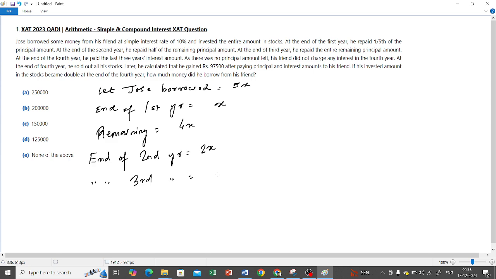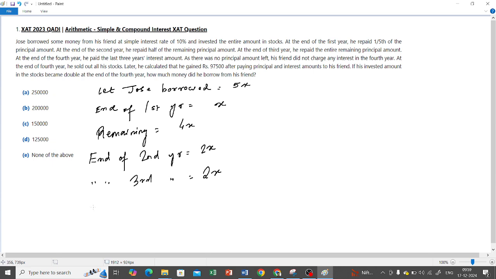Then at the end of the third year, he repaid the entire principal amount. So what was remaining? 4x, he paid 2x, 2x was left, so 2x he paid back, finish. So the entire principal amount has been paid back. At the end of the first year x, then 2x, then 2x. 2x plus 2x is 4x, and then x is 5x. So everything has been paid back.